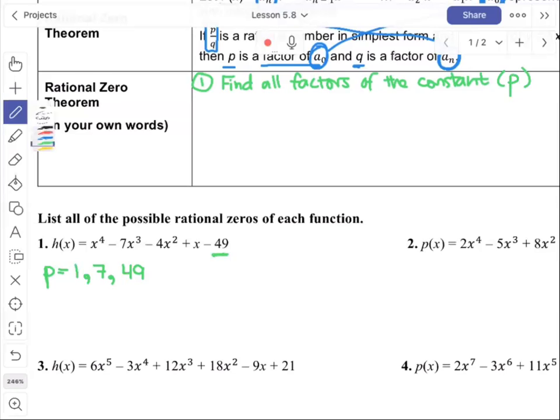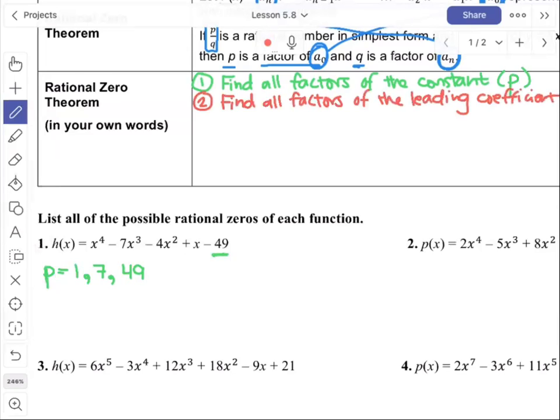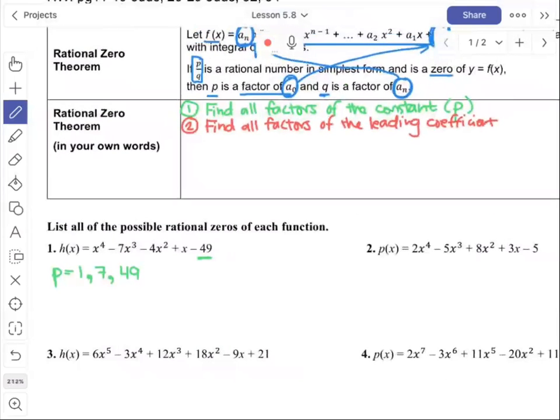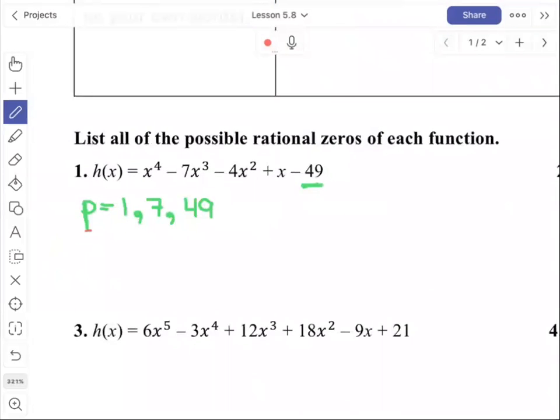Okay, so that's step 1. Step 2, find all factors of the leading coefficient. All right, so find all factors of the leading coefficient. I'm going to label this list Q. In this case, Q is the leading coefficient here of 1. So the factors of 1 are just 1.